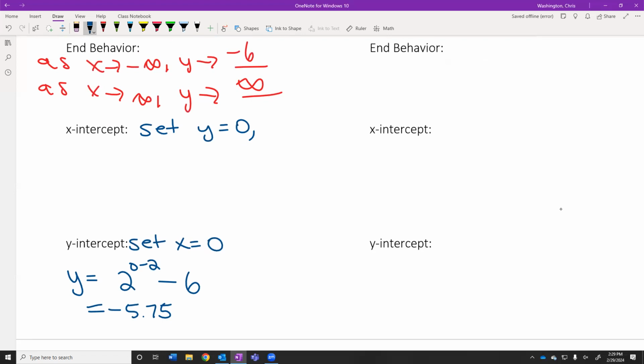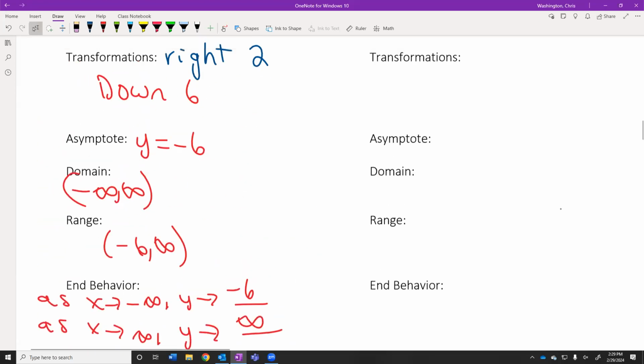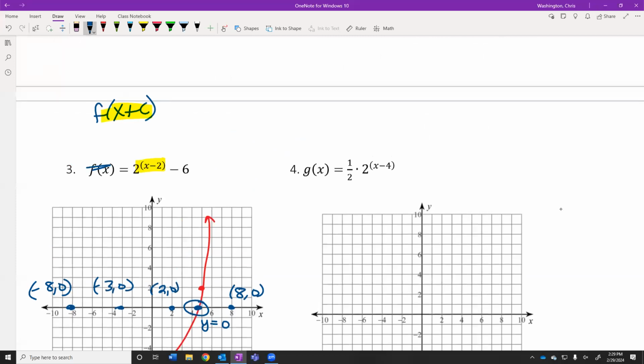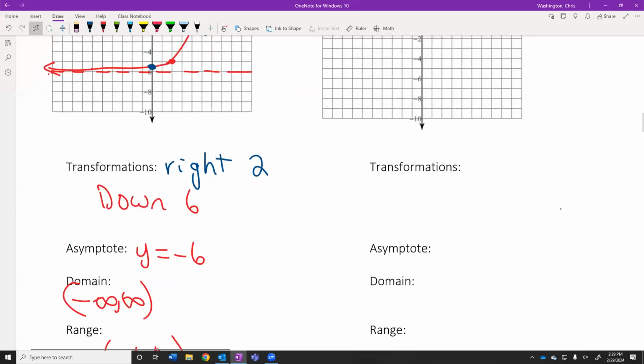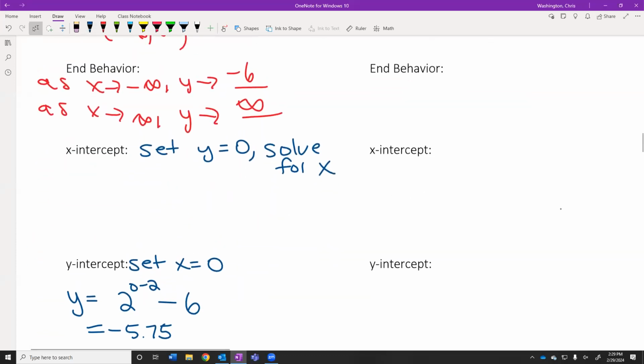Now, a little bit more complicated than the y-intercept. We can't just type this in the calculator like it looks now, because x is not going to be by itself anymore. So we're actually going to have to solve this equation for x. If we go back up and look at our equation, this f of x piece here, that is just y. And we're going to set that equal to 0. So we get 0 equals 2 raised to the x - 2, - 6.